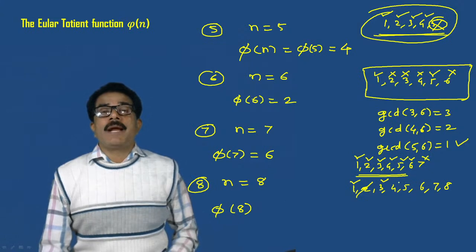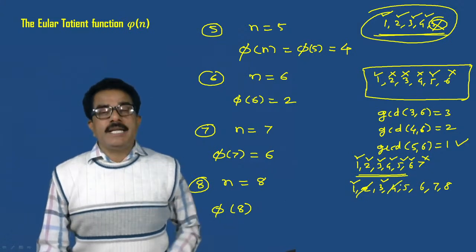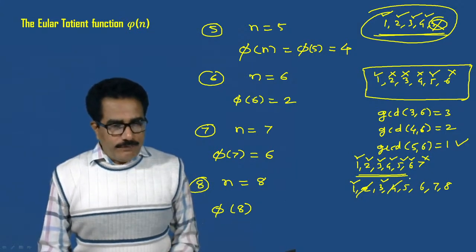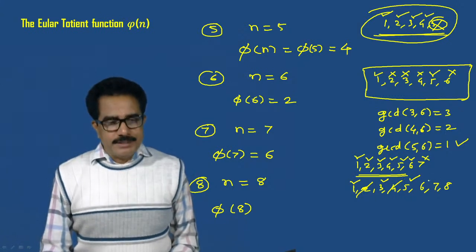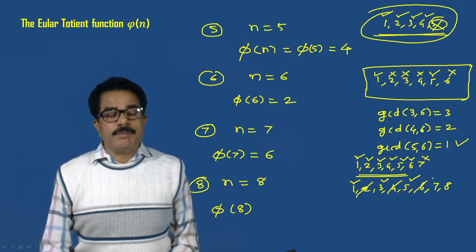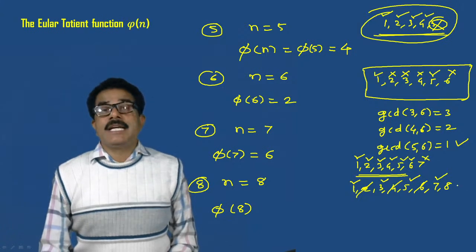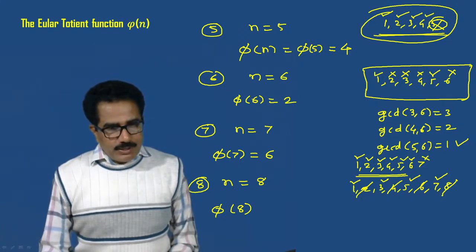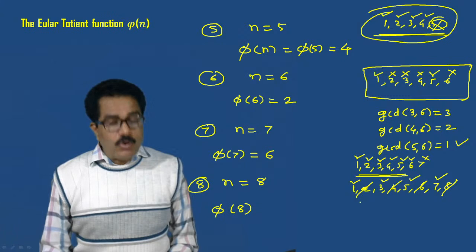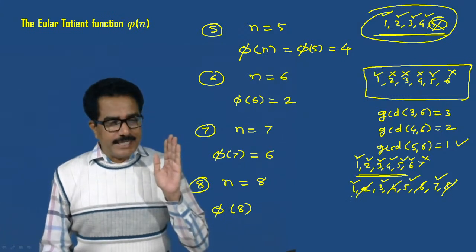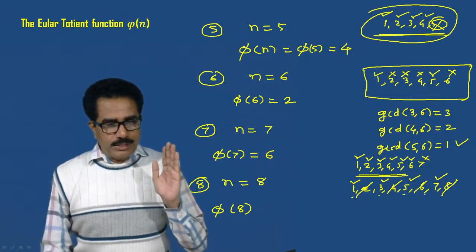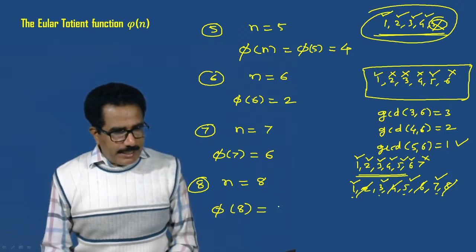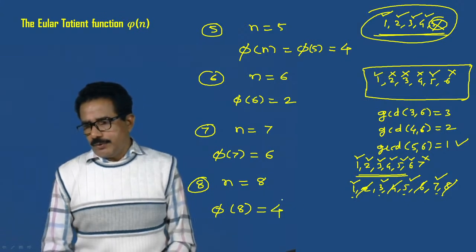3 is relatively prime to 8. 4 is not relatively prime to 8. 5 is relatively prime to 8. 6 is not relatively prime to 8. 7 is relatively prime to 8. 8 is not relatively prime to 8. Means how many positive integers are there? 1, 2, 3, 4. So we can write phi of 8 is equal to 4.